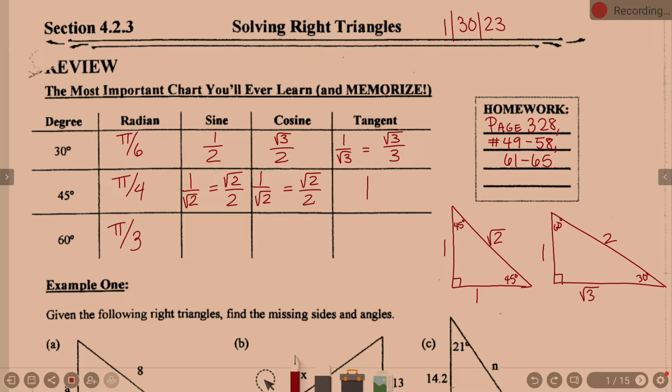And then 60 degrees. What is the sine of 60? Opposite over hypotenuse, square root of 3 over 2. Cosine of 60? 1 over 2. Adjacent over hypotenuse, 1/2. And tangent of 60? Square root of 3 over 1, which we traditionally write as square root of 3.